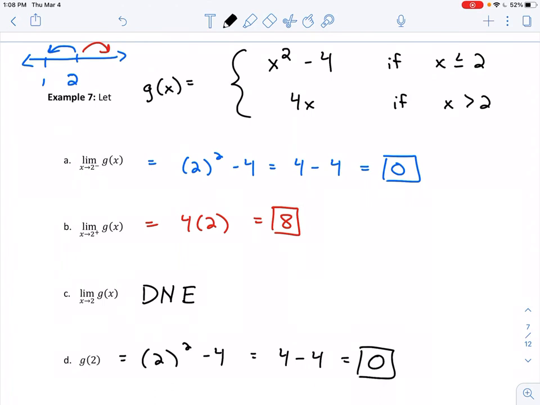So these are a nice practice. They really flex some of those muscles about thinking about, okay, what does the left-hand side of an x value look like? Is it greater or less? Same thing for the right-hand side. And then comparing your left and right-hand limits.